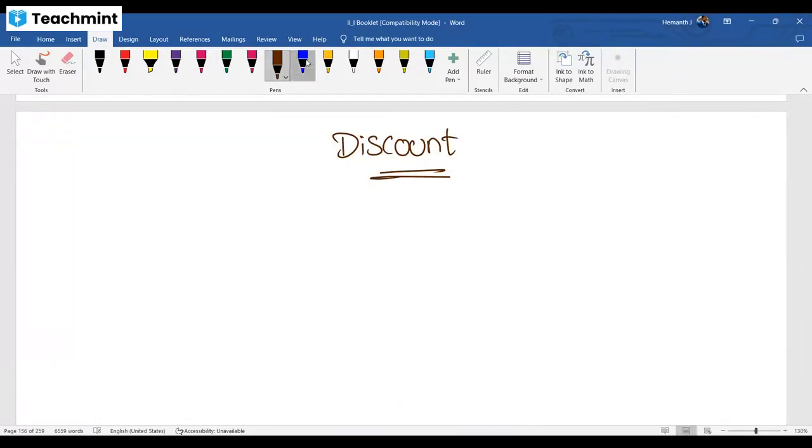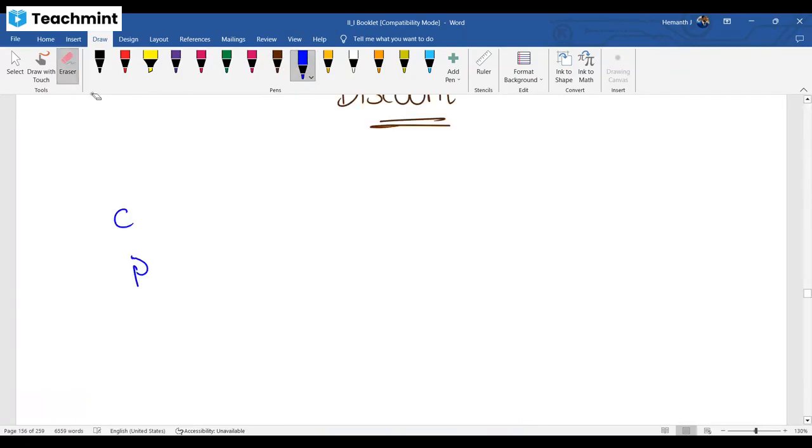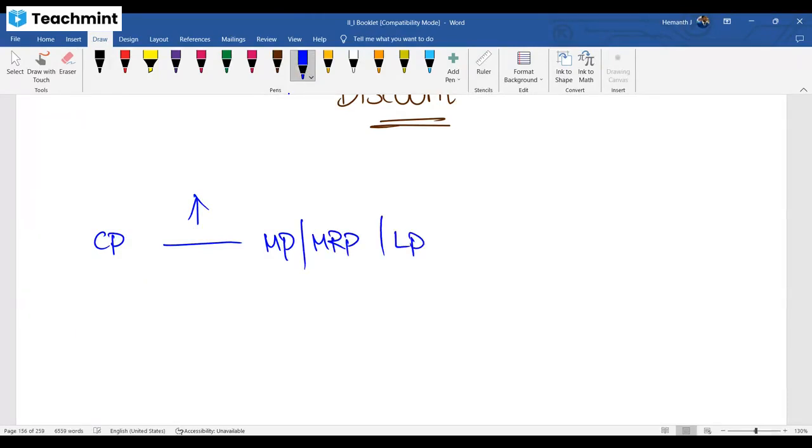Okay, let's consider a shopkeeper, a cloth store. They purchase at cost price and they increase the price. After that, we call it MP or MRP or LP. I'll explain the terminology, don't worry. Then they'll announce the discount and then we sell the product.